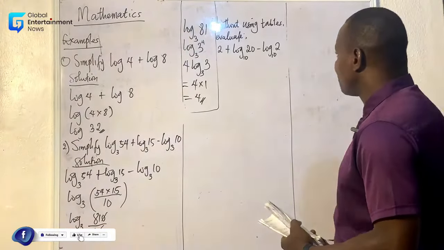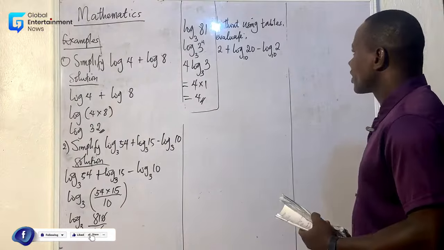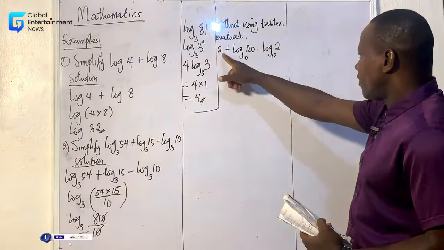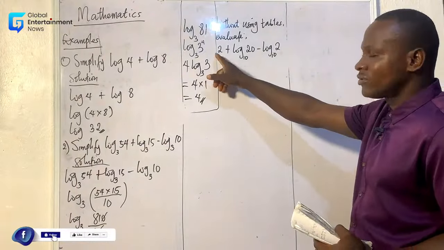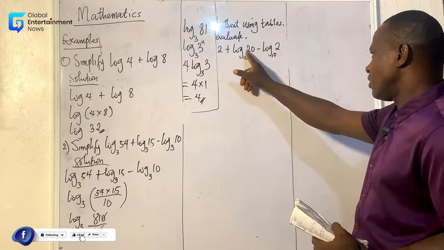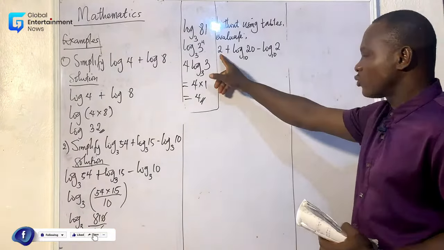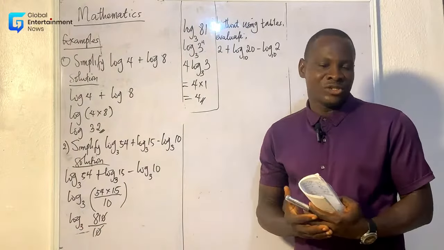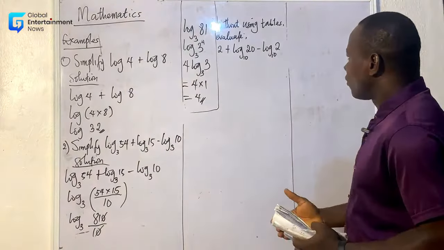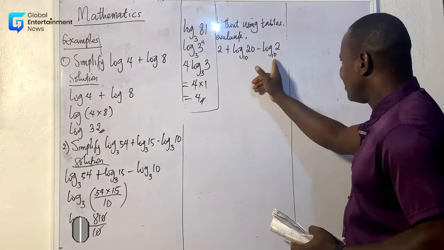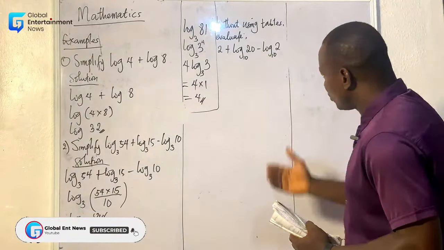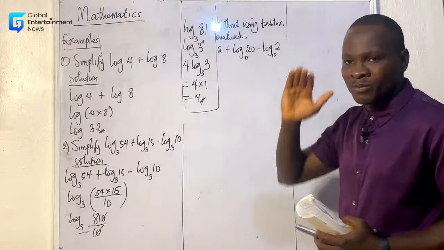Now, look at this particular question, please. Look at this question very well. You are going to see that the first number is not on log. But when you look at the second one, this one is log 20, log 2. Why is this one a whole number? What do we need to do? But I want you to take note of something. Since what we have here is log 10, log 10, log 10, what you need to do is make sure that everything you have here must be log.